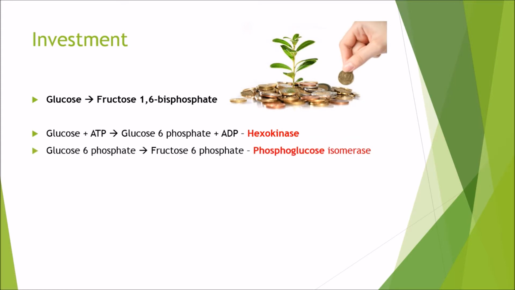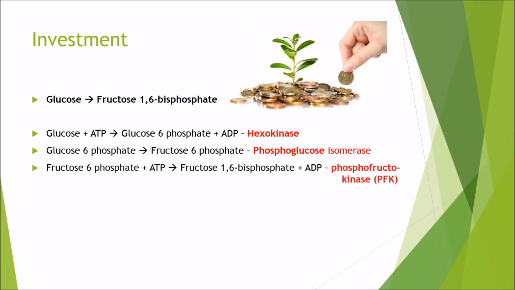Then that glucose 6-phosphate is isomerized into fructose 6-phosphate, and that's done by phosphoglucose isomerase. And then that fructose 6-phosphate is further phosphorylated with ATP to form fructose 1,6-bisphosphate and ADP, and that is catalyzed by phosphofructokinase, or you can abbreviate that to PFK.